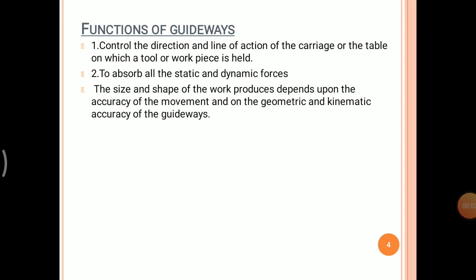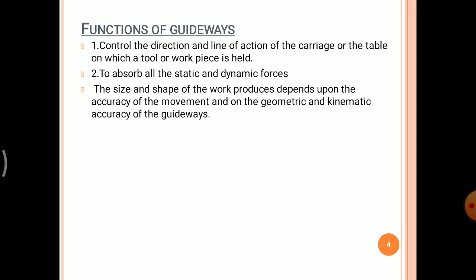Dear students, in this video we are going to discuss the functions of guideways. Why are guideways used in CNC machines? The function of guideways is to control the direction and line of action of the carriage.